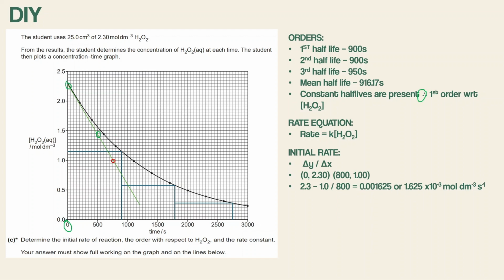Here is me working out the rate of reaction, and I got 1.625 times 10 to the minus 3 for my rate. Now we need to work out the rate constant. k equals rate divided by the concentration of hydrogen peroxide. So that's equal to 1.625 times 10 to the minus 3 divided by 2.3. Because this is initial rate, we're not using just any concentration. We need to use the concentration of hydrogen peroxide at 0 seconds. So k is 7.07 times 10 to the minus 4.